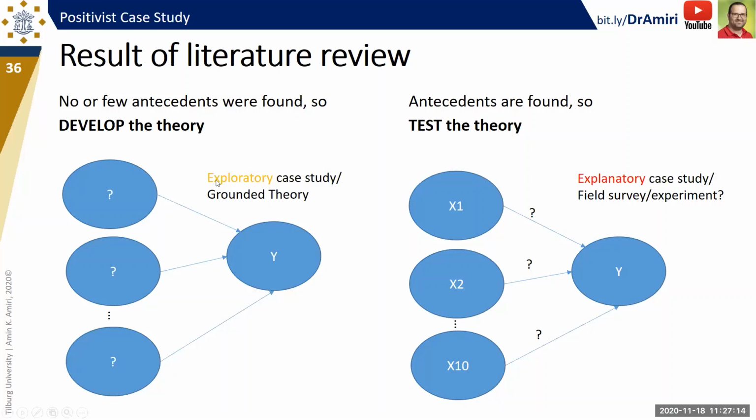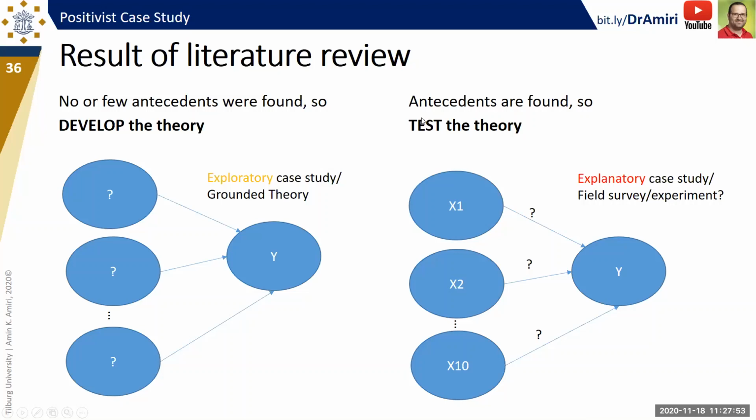For example, if it's about blockchain trying to improve trust, it tries to improve transparency. Do the literature, go and review the literature of trust and transparency. Perhaps you can find some constructs there. If after all this you have found that we don't have any antecedents, the phenomenon is so new, then you have to develop the theory. You need to identify these X's, these constructs. Then you need to go for exploratory case study or grounded theory.